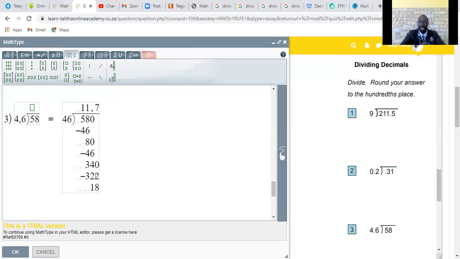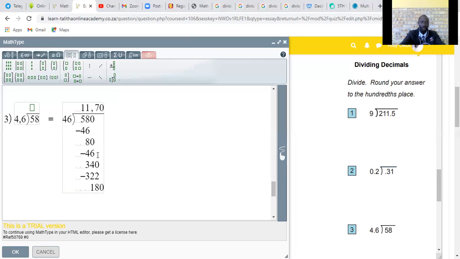Now, is there a way 46 can divide 18? No, there is no way. Because 46 will go into 18 0 number of times, we put 0 here, and that will give us 180.